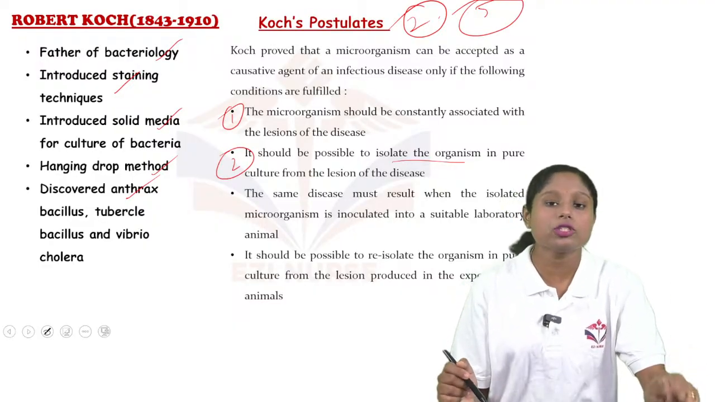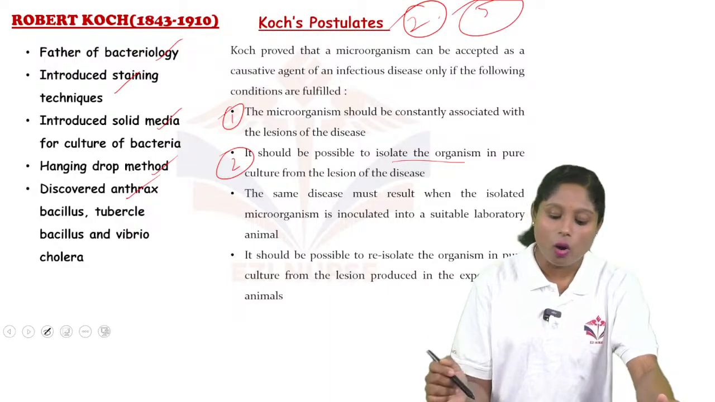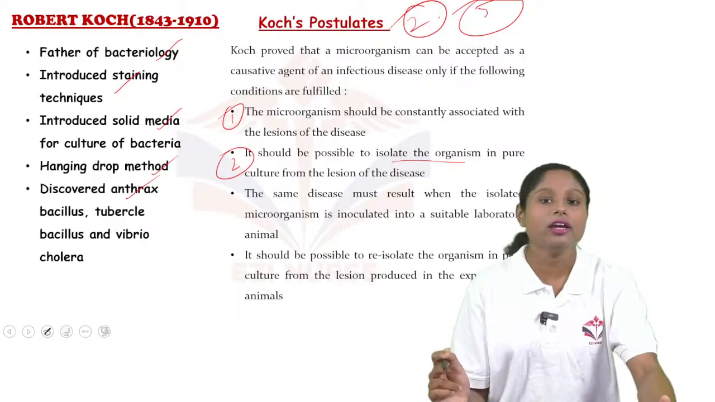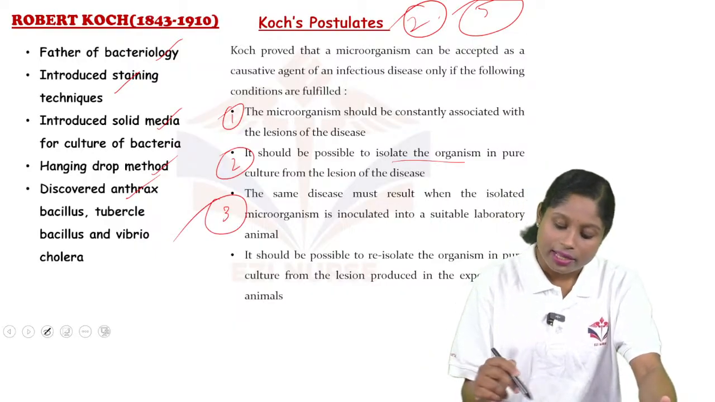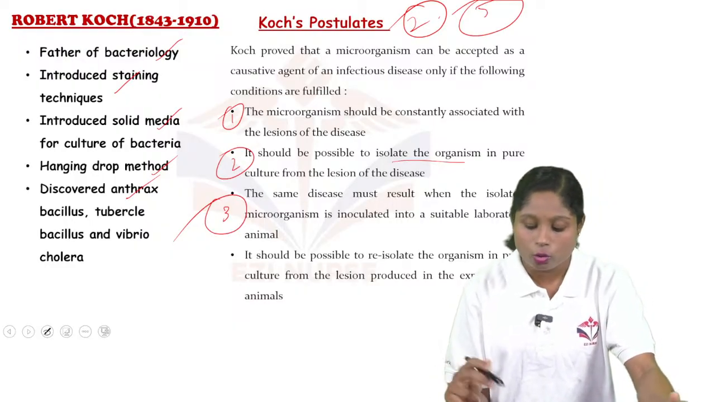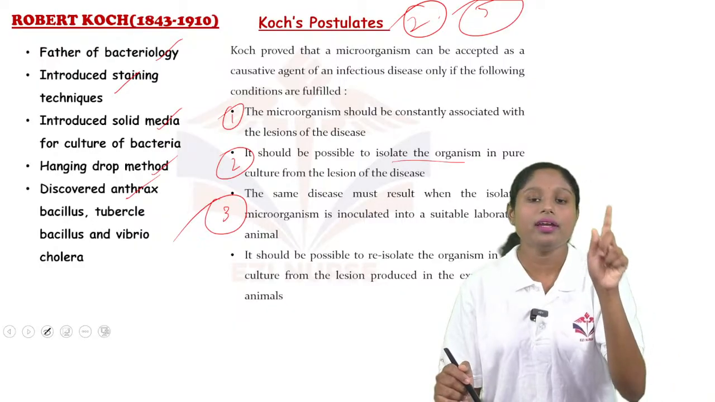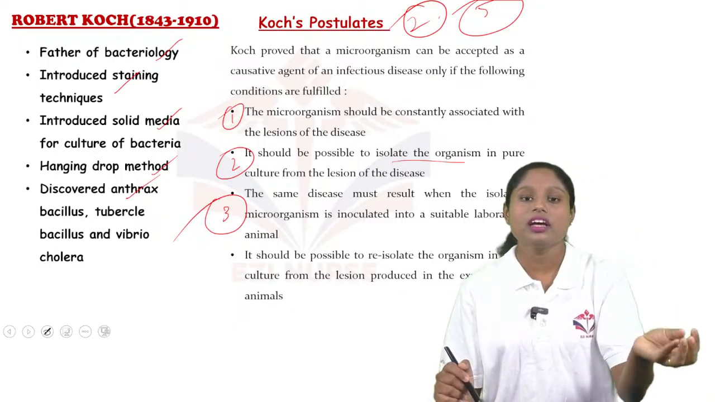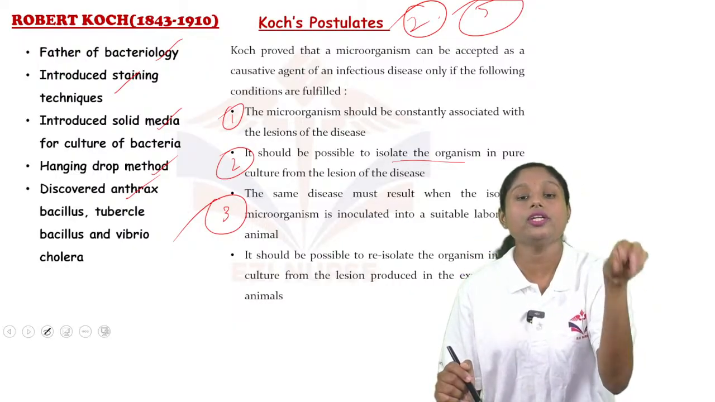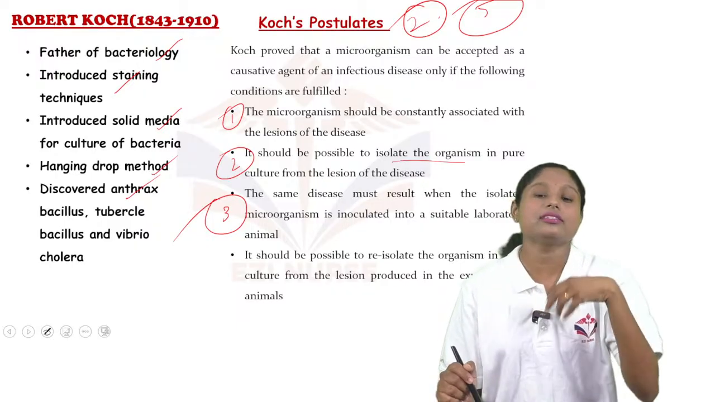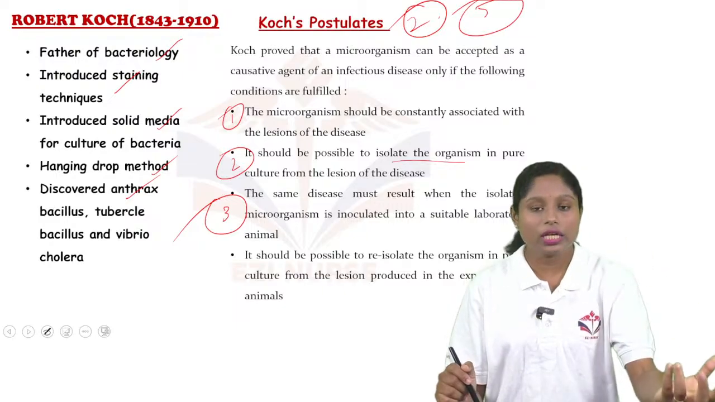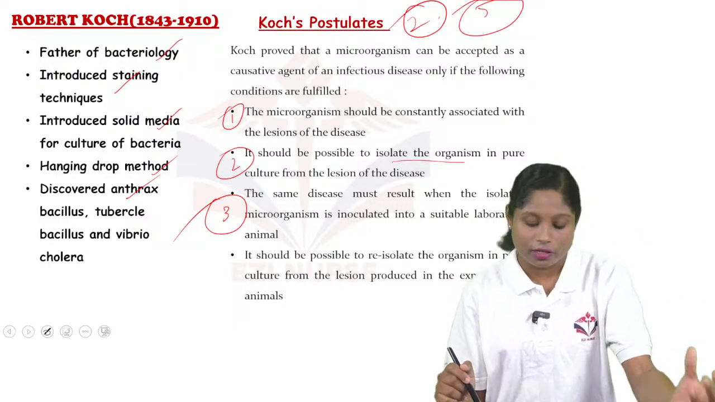So it should be possible to isolate the organism in pure culture from the lesion of that particular disease. Next one is, the same disease must result when the isolated microorganism is inoculated into a suitable laboratory animal. So the microorganism from the lesion of that disease is inoculated into a laboratory animal, and if the same symptoms are produced inside the animal also, then we can say that it is related to that disease condition.